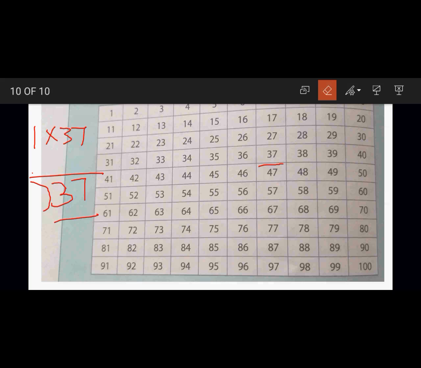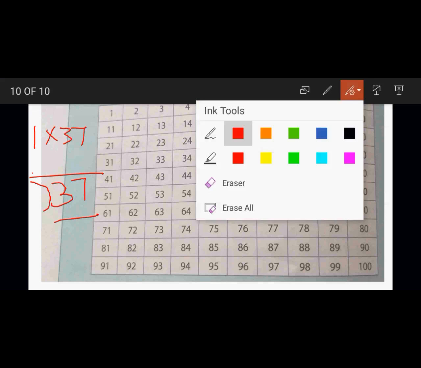Ma'am, can you explain it again? I didn't understand, ma'am. Okay, see here, the number given is 37, children. The divisibility rule for 3. If any number has to be divided by 3, just by looking at it, we can find it out. What is the trick? 3 and 7 are there.